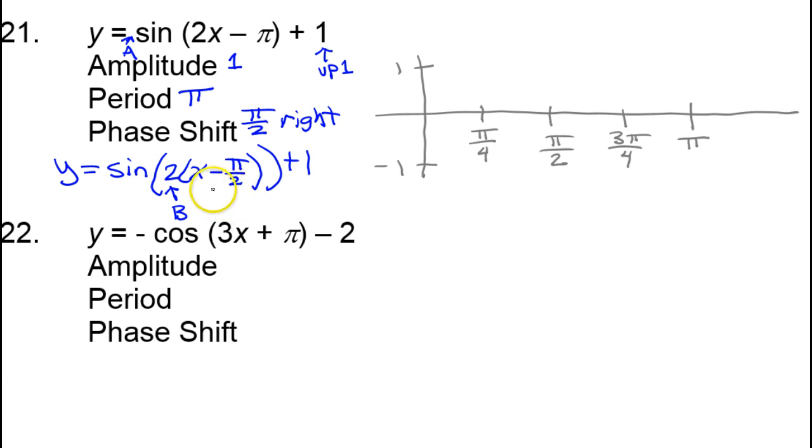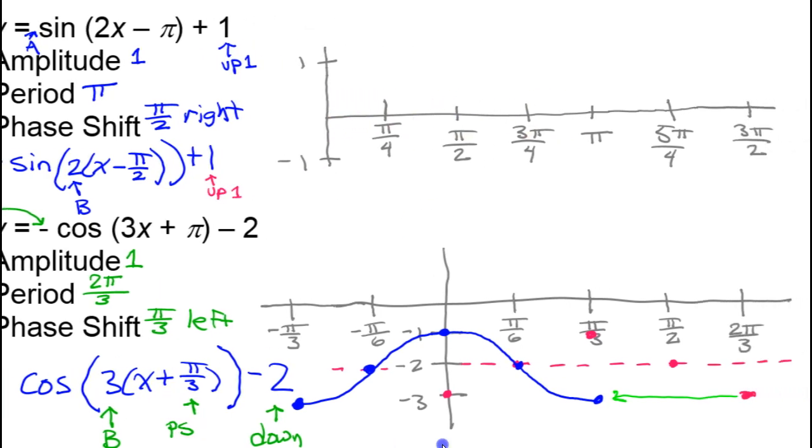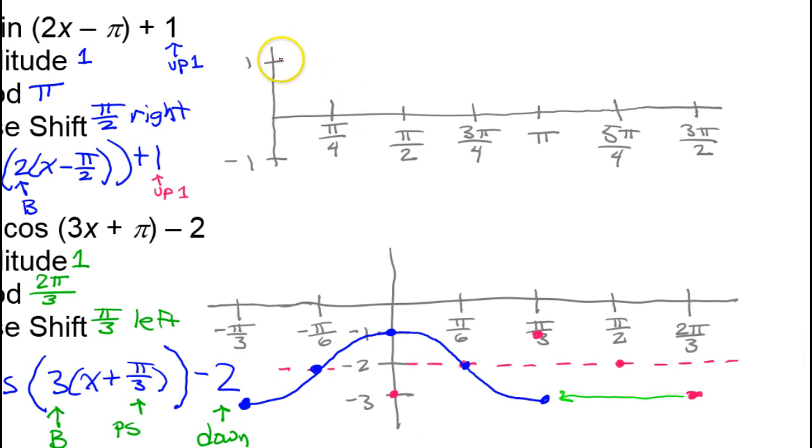Now, if there was no phase shift, let's talk about what the graph would look like. Well, hold on now, let's not be too hasty. Let's not forget about the plus 1 on the end that tells us that we need to shift everything up 1. That means the midline will not be the x-axis anymore. The midline is actually going to be up here at 1. So let's go ahead and draw a dotted line up at 1 representing the new midline.